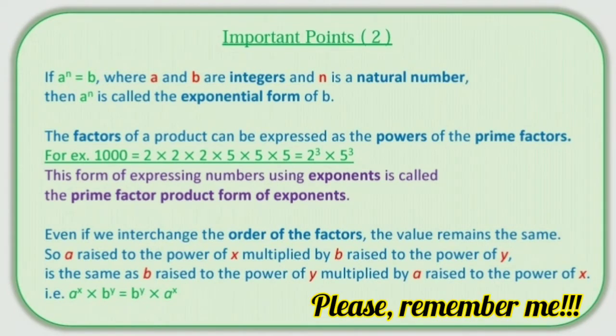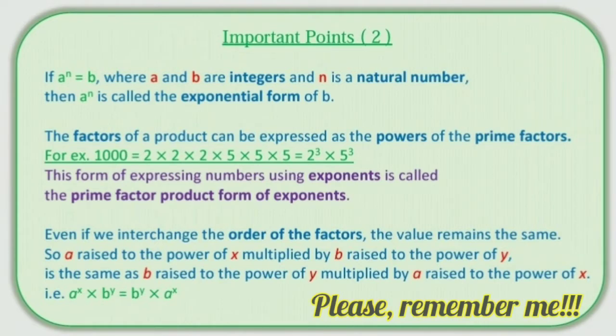Important points, page number 2. If a raised to n is equal to b, where a and b are integers and n is a natural number, then a raised to n is called the exponential form of b. The factors of a product can be expressed as powers of the prime factors. For example, 1000 is equal to 2 into 2 into 2 into 5 into 5 into 5, is equal to 2 raised to 3 into 5 raised to 3. This form of expressing numbers using exponents is called the prime factor product form of exponents.